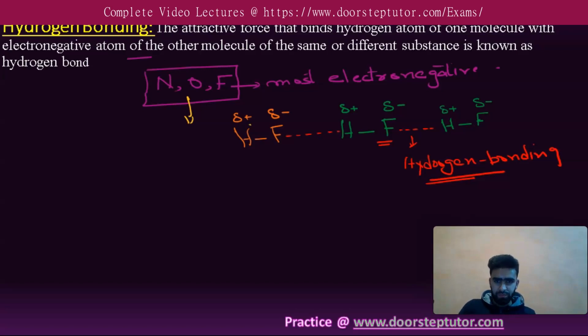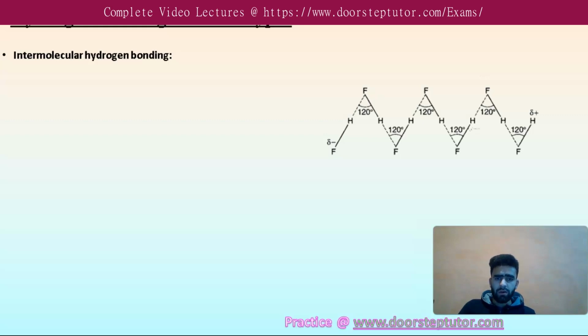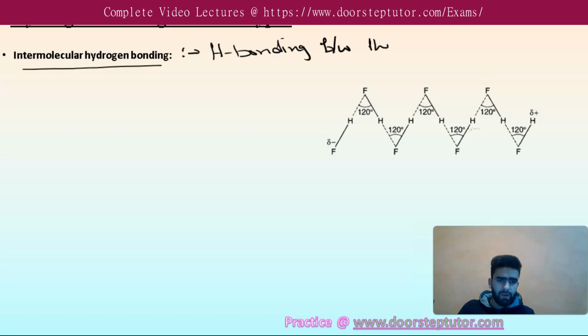Now, what is hydrogen bonding? We defined it in the previous slide. Hydrogen bonding is of two types. One is intermolecular hydrogen bonding. Intermolecular hydrogen bonding is defined as hydrogen bonding between the molecules.